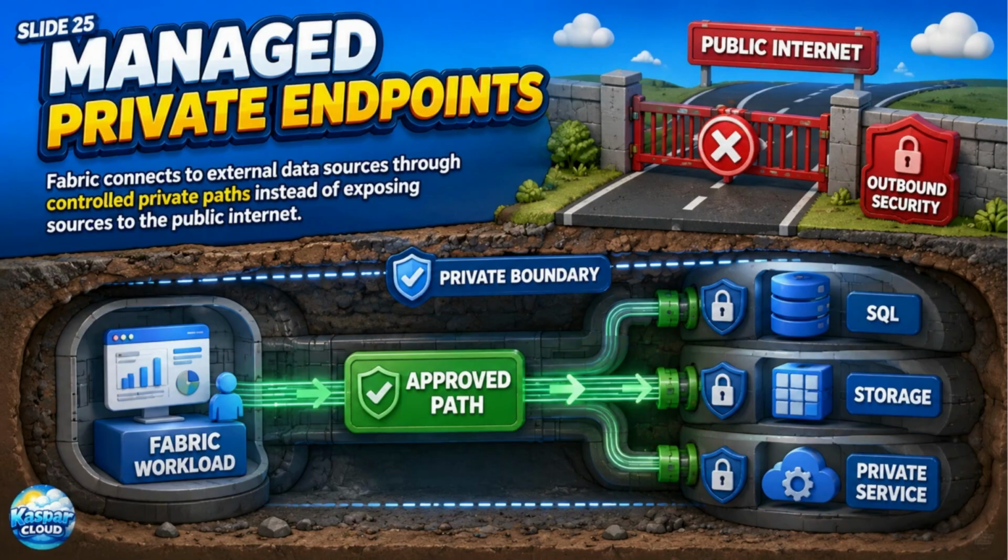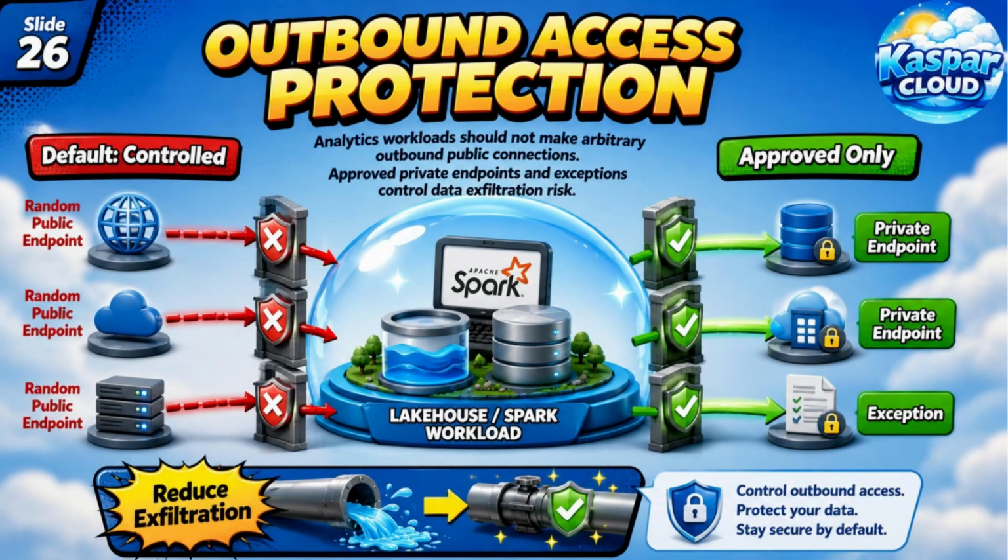Managed private endpoints are part of outbound network security. They help ensure that Fabric can reach what it needs, but only through approved private connections. Outbound access protection is designed to reduce data exfiltration risk.